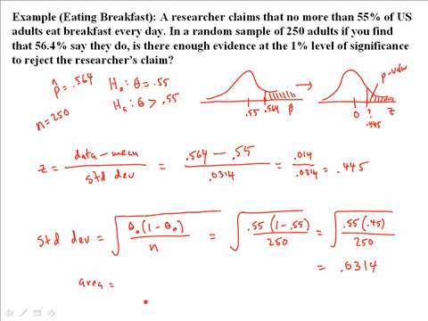What does the table look up? Yes, the table looks up areas from the left-hand side up to the z-value, right? So if we're looking for the area to the right of a z-value, I need to subtract something from it. Yeah, subtract it from 1. I need to subtract what I look up in the table from 1, because I want to get this area over here.